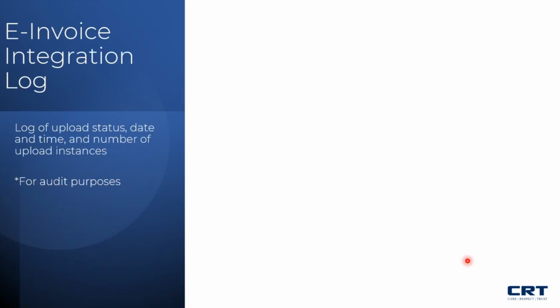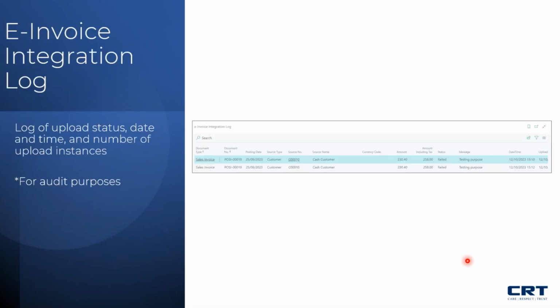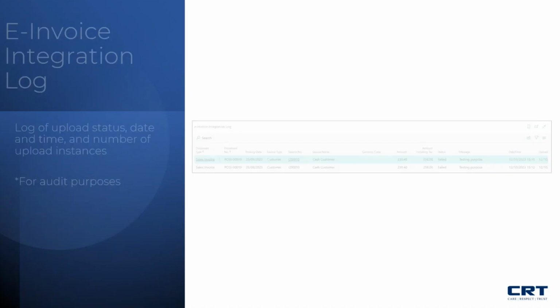Okay, next it will be the e-invoice interaction log, which will be the audit trail we mentioned just now. So basically it will be showing what's the status for this document number and when the date is. Then what's the error message from the government portal if it is failed. Okay, something like this. So you can check all these status from this page.